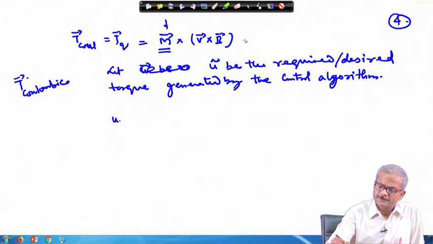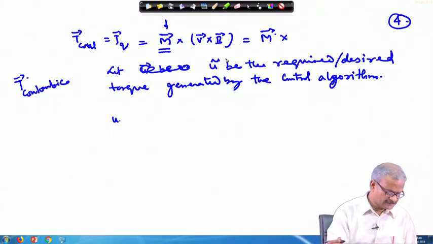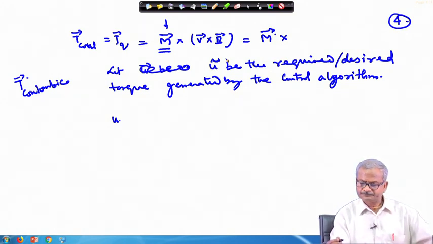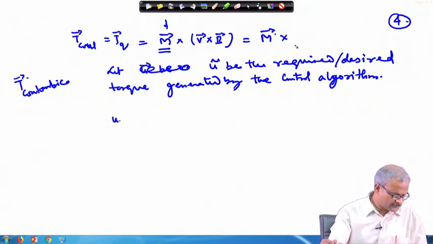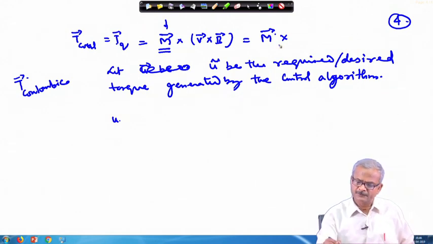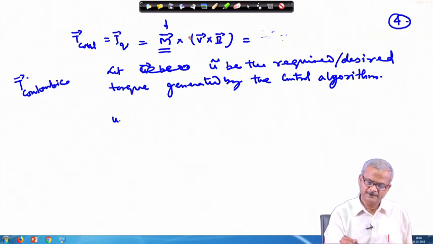So, let us write this quantity m cross v cross b, we can designate this as another vector. It is in fact simple, you can assume your own vector notation. Whatever notation I have used, I will tell you about that. But before that, let me simplify and put this in the matrix format so that we can do the matrix pseudo inverse. Okay.